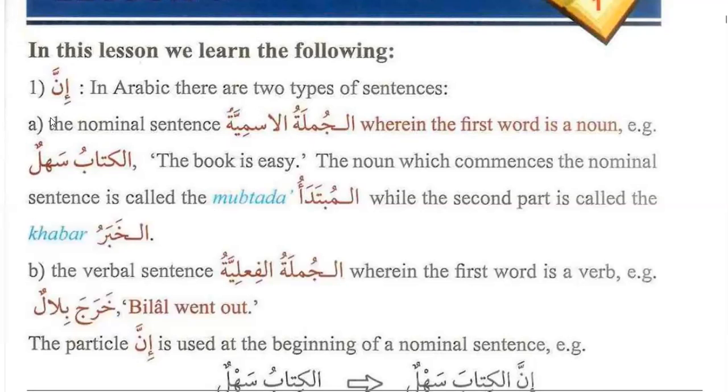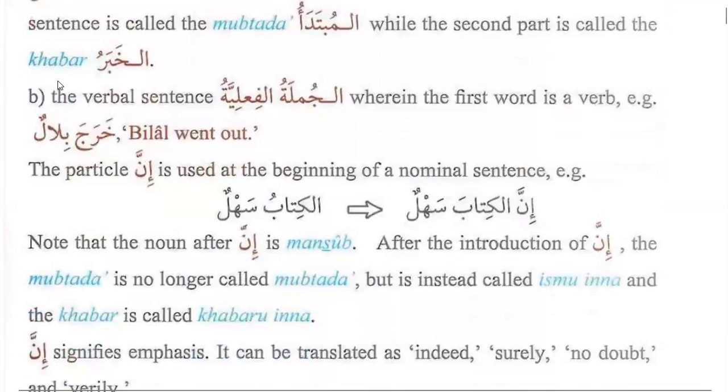Then you will learn about the particle inna. Inna is added only in jumlatul ismiya. It is not used in jumlatul fi'liya, it is used in jumlatul ismiya only. After the addition of inna, the mubtada become mansoob. So here you see mubtada, al-kitabu is marfu. After the addition of inna, it become mansoob. So when we add inna to a jumlatul ismiya, mubtada become mansoob.